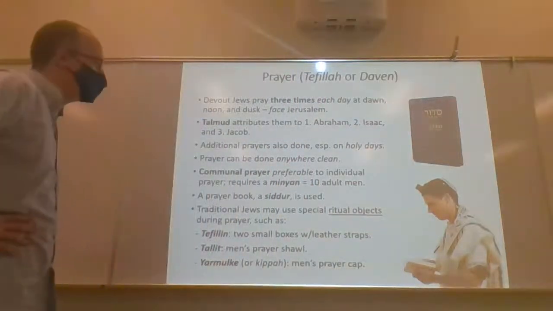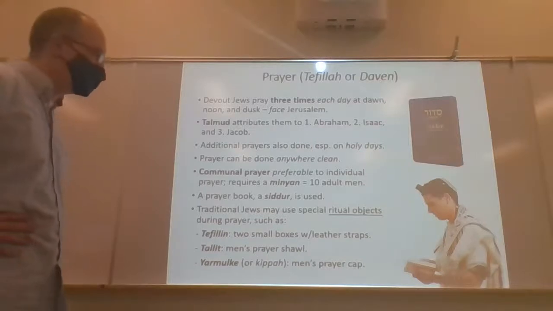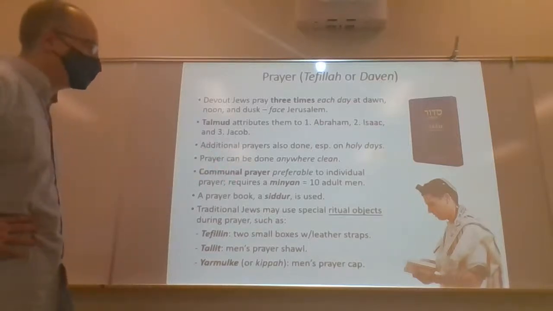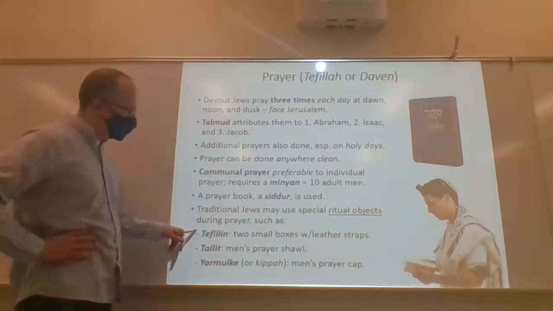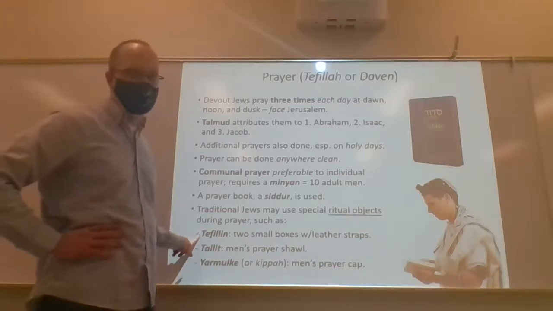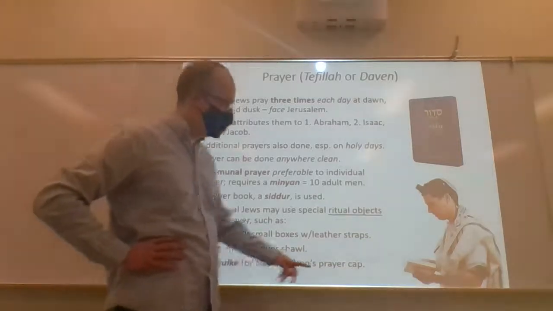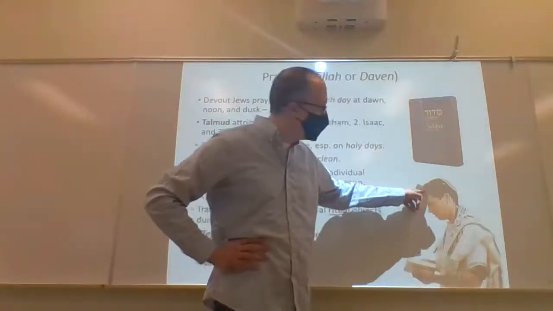And then we have additional ritual objects that are traditionally used during the daily prayers. And the young man in the lower right-hand corner is using all three, and we'll look at them in closer detail, but let's just run through them quickly at the start. First, we have the wearing of tefillin. Tefillin are these leather straps that are wrapped around the arm and then go up over the head.